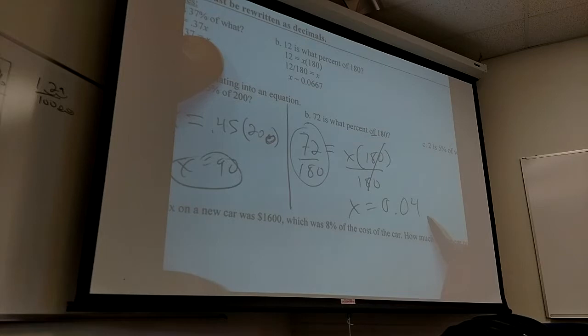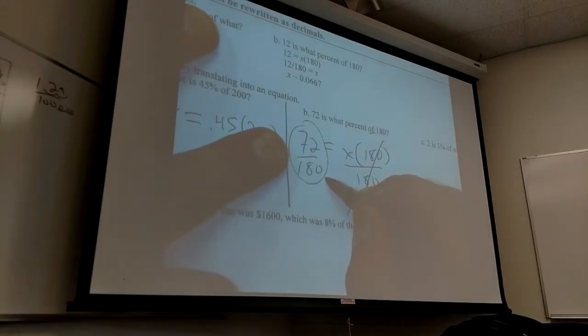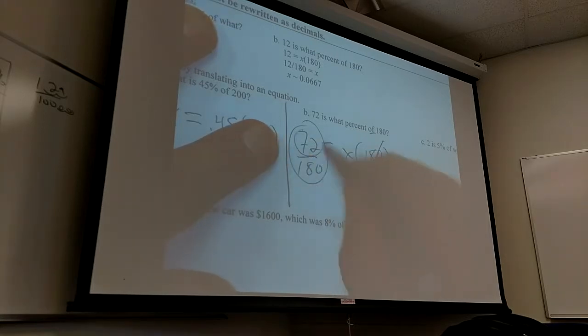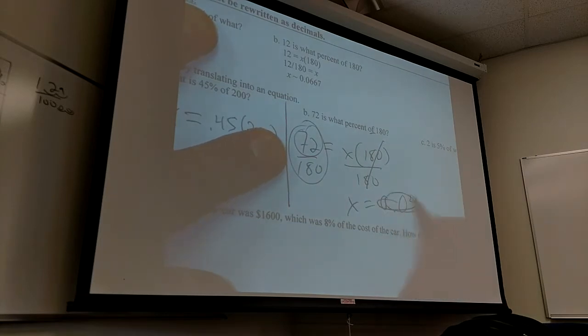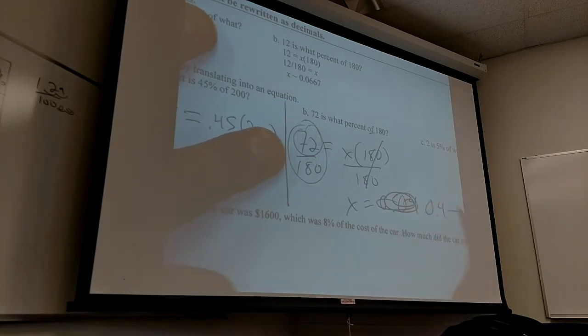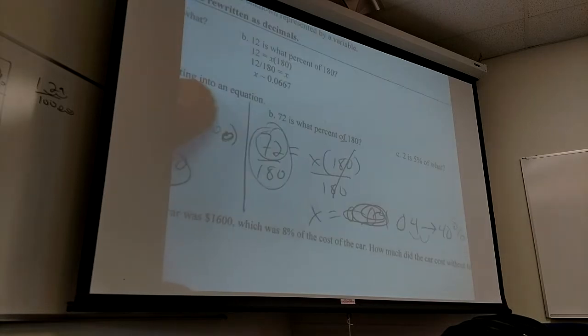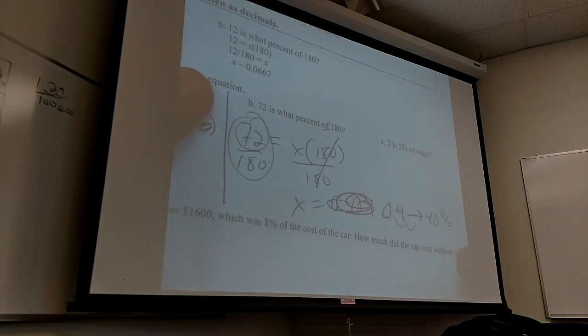0.04? Is that what you guys got? Just 0.4. 0.4 makes more sense. Yeah. Because half of 180 would be what? What's half of 180? 90. So 50% of 180 would be 90. 72 is a little less than 50% then. So it makes sense it would be 0.4, because what's 0.4 as a percentage? Once, twice, 40%. Do you see how I kind of reason that out? 72 is a little less than half, so it should be a little less than 50%. So 40% makes sense.